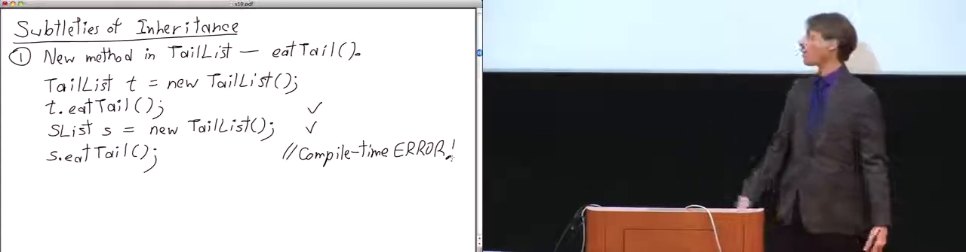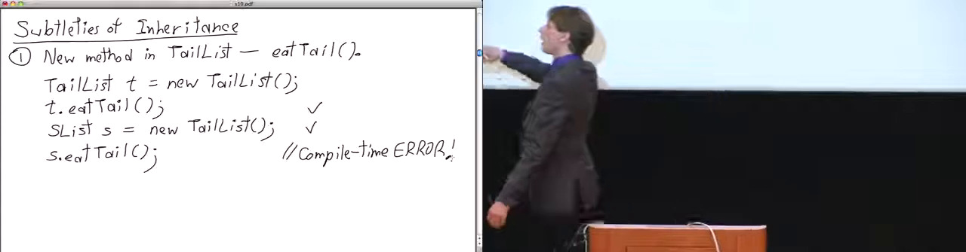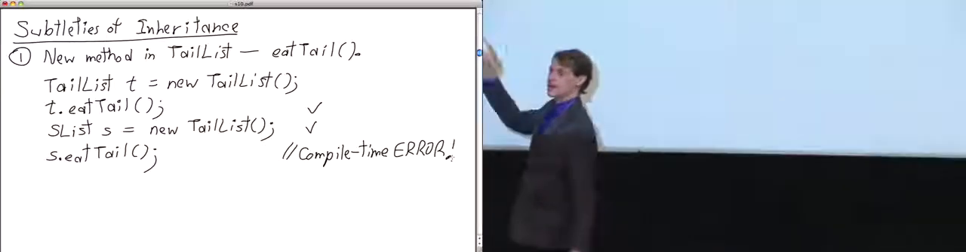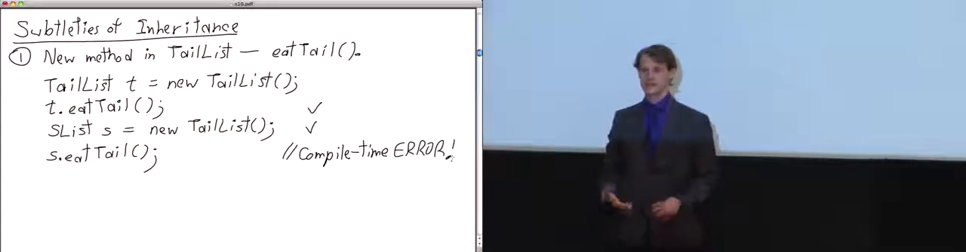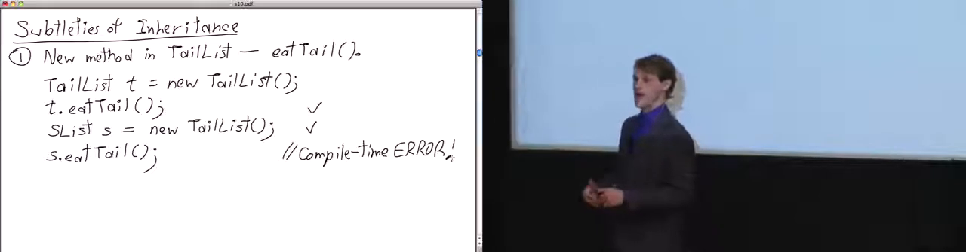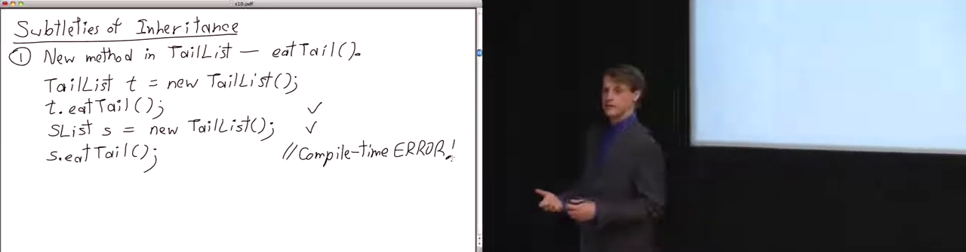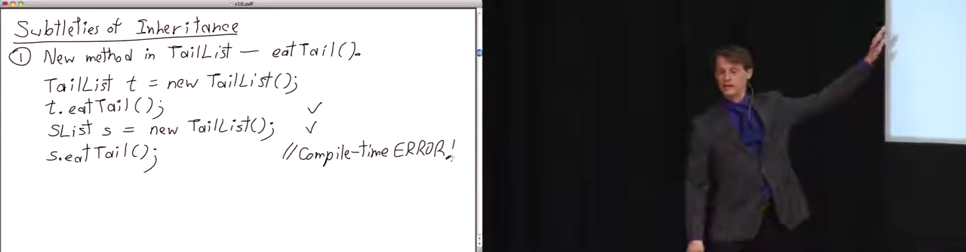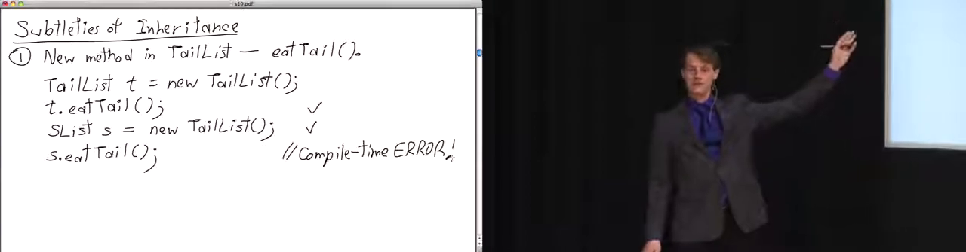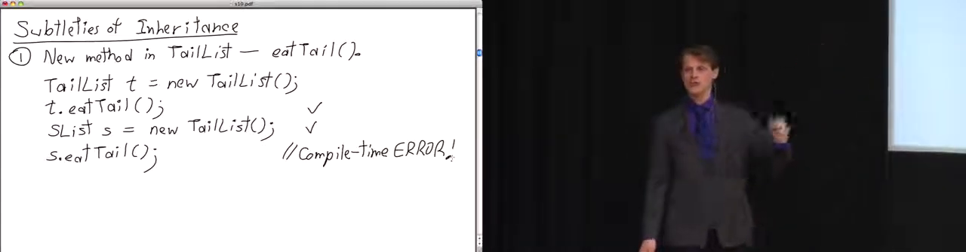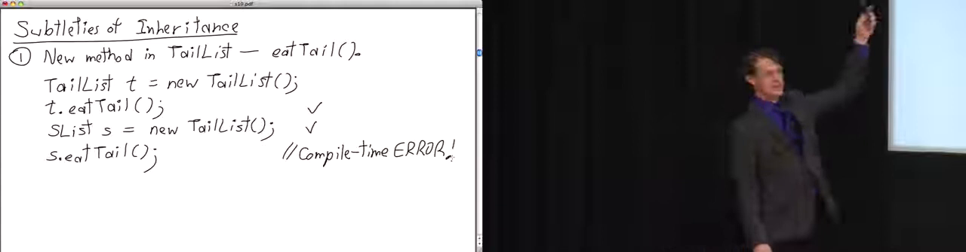So what just went wrong? Well, S has static type SList. Not every SList has an eatTail method. So Java will not compile this code unless it's assured that there is always an eatTail method for S.